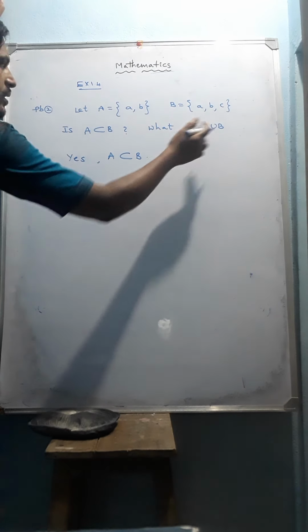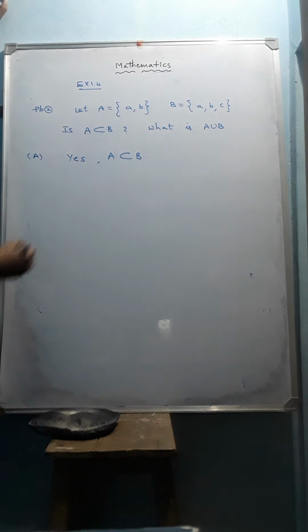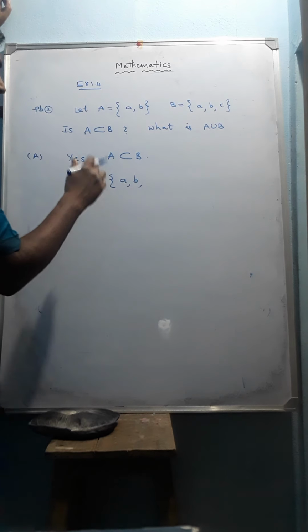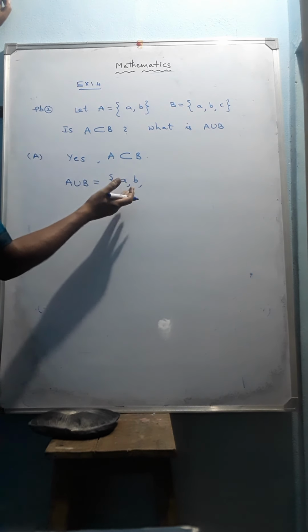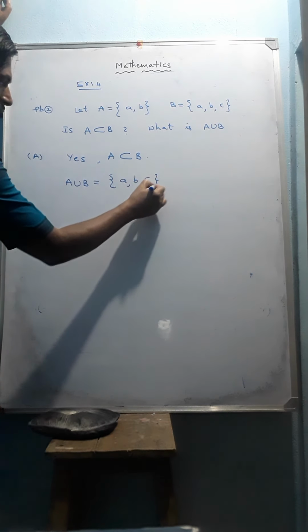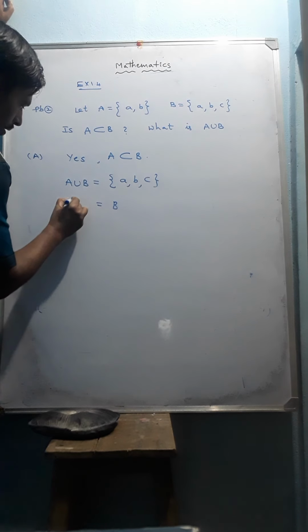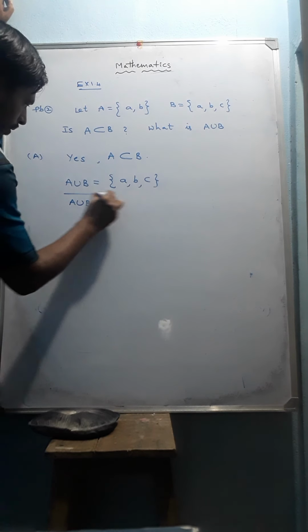Next he is asking what is A union B. So A union B is equal to, you have to club the A set elements and B set elements, and if any element is repeated you write it only one time. That means the A set elements are a, b, and the B set elements are a, b, c. Already we have written a, b, next c, that is equal to {a, b, c}, whose set name is B. So A union B is equal to B.